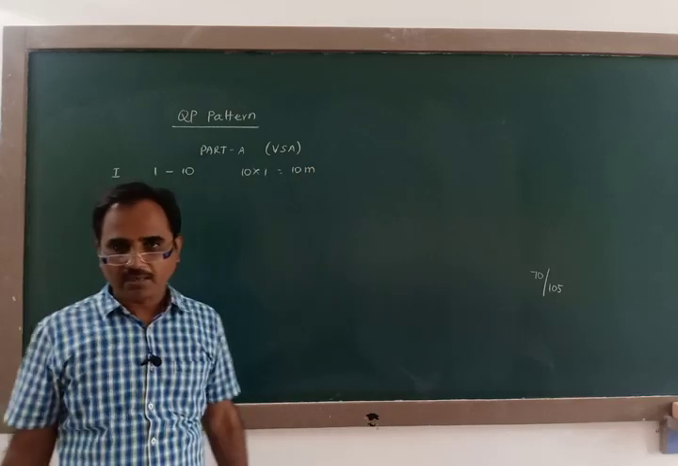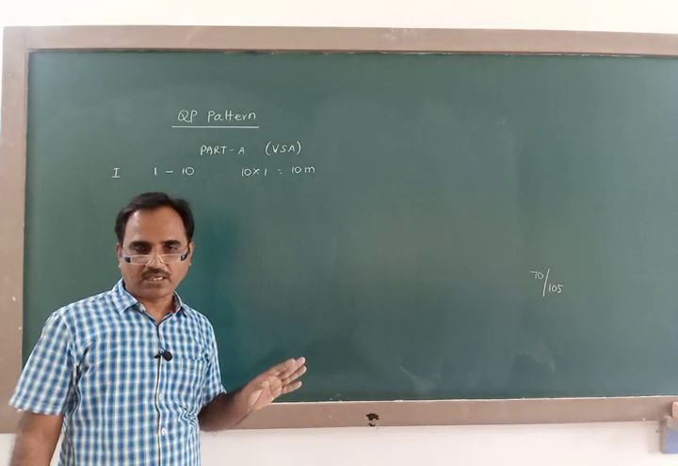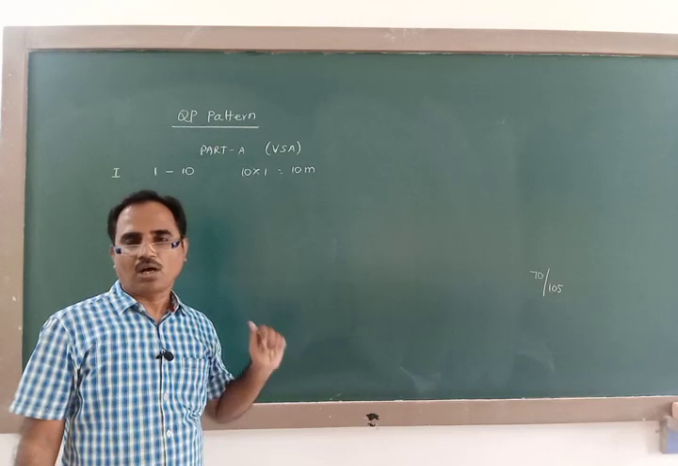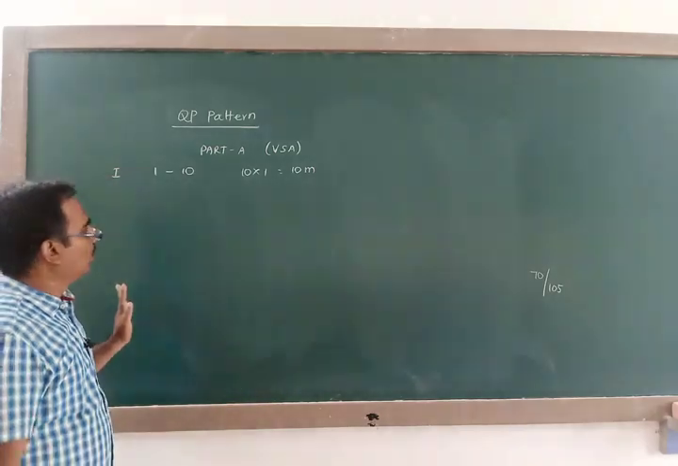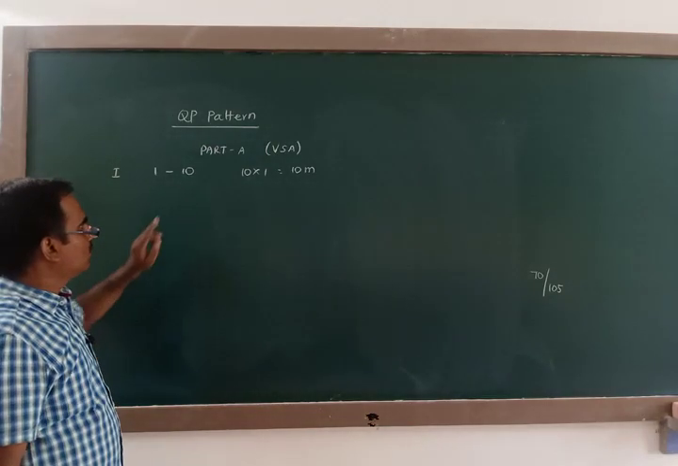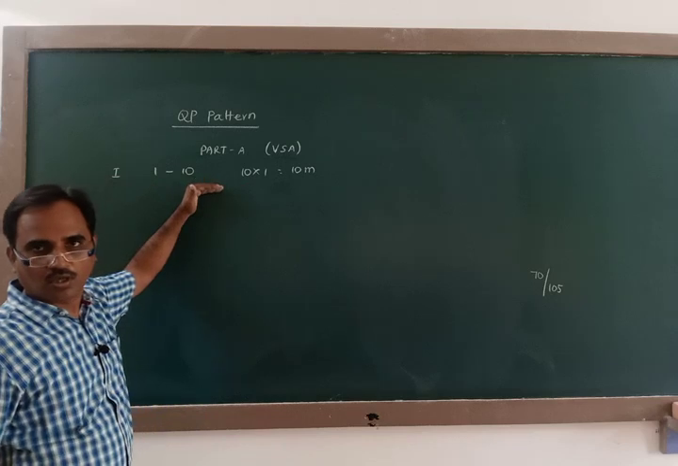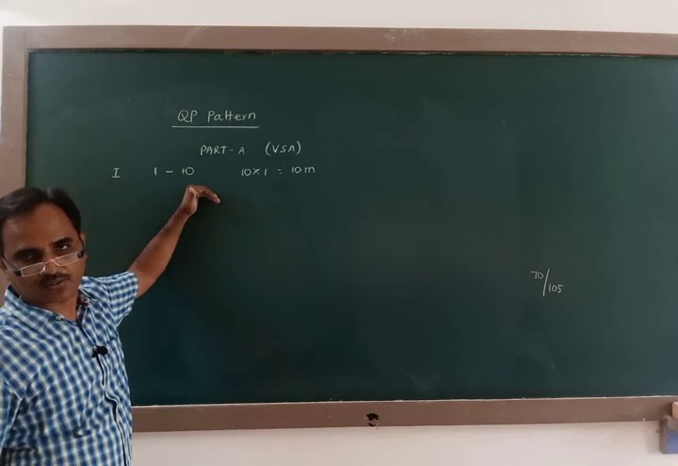So in part A there will be no choice. All questions are compulsory and you have to answer all questions in part A. This being very short answer type questions, you have to answer them in 1 word or 1 sentence, not more than that.